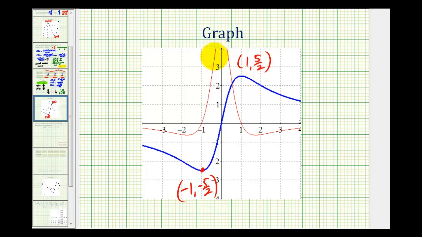Notice in red I did graph the derivative function. I did that just to show that notice how when the derivative function is equal to 0, we do have a relative min here, and where it's 0 here, we have a relative maximum. And that just reinforces the idea that relative extrema occur at critical numbers, which is where the derivative is equal to 0 or where it's undefined. I hope this example was helpful.